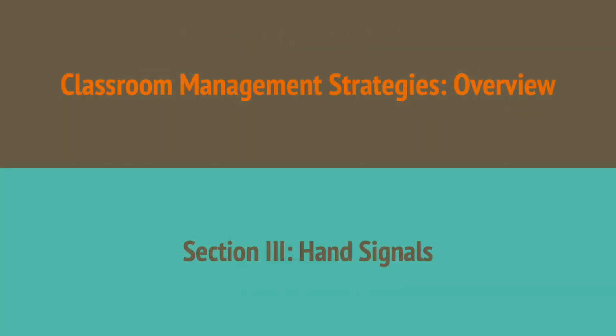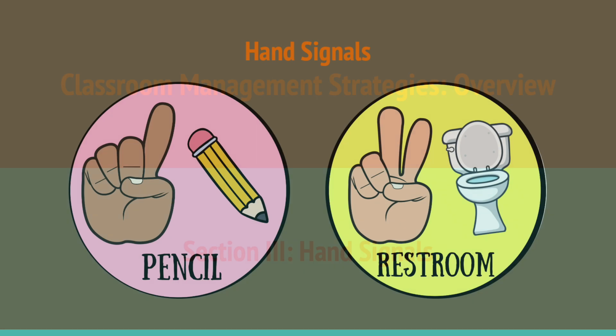Our third strategy in this unit is using hand signals. The purpose of these hand signals is to limit the number of interruptions of the class. For example, a student can hold up a number 2 with their hand while you are teaching, and you can nod yes or no without stopping your lesson. Number 1 would mean the student needs a pencil, and number 2 means the student needs to go to the restroom.